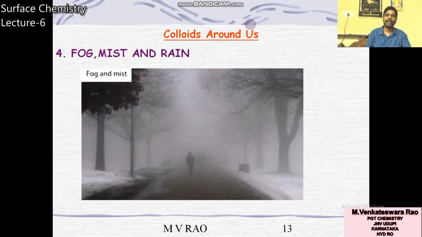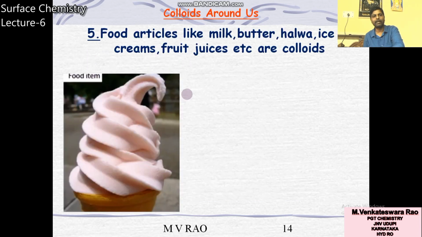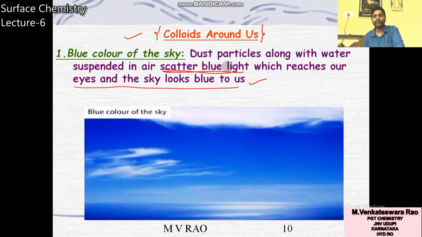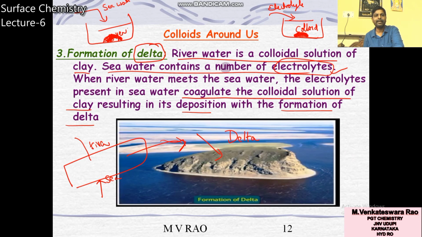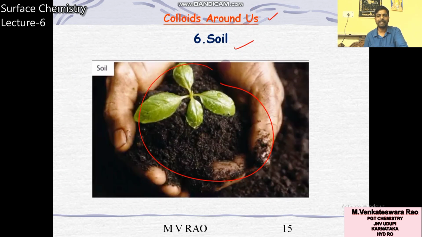Next one is colloids around us: rain, mist and fog. These are also examples of colloids around us. Next, food articles like ice cream, milk, butter, halwa, fruit juices are also colloids. Next, soil is also an example. So what are the colloids around us? The blue color of the sky, blood, formation of delta, fog, mist and rain, food articles and soil.